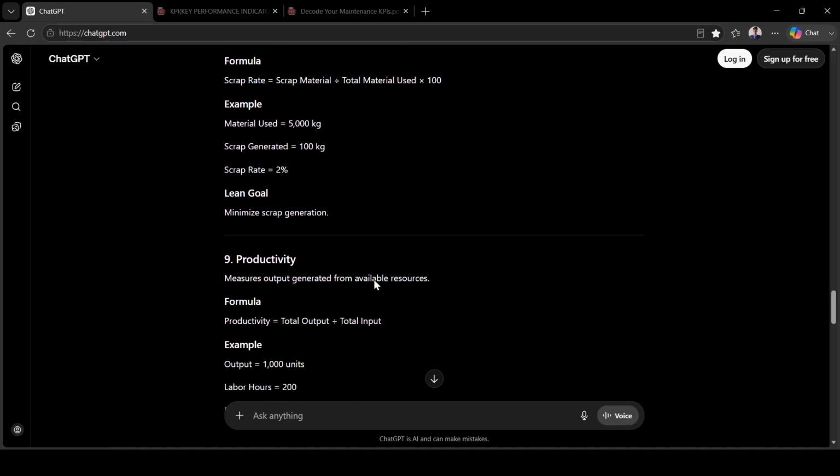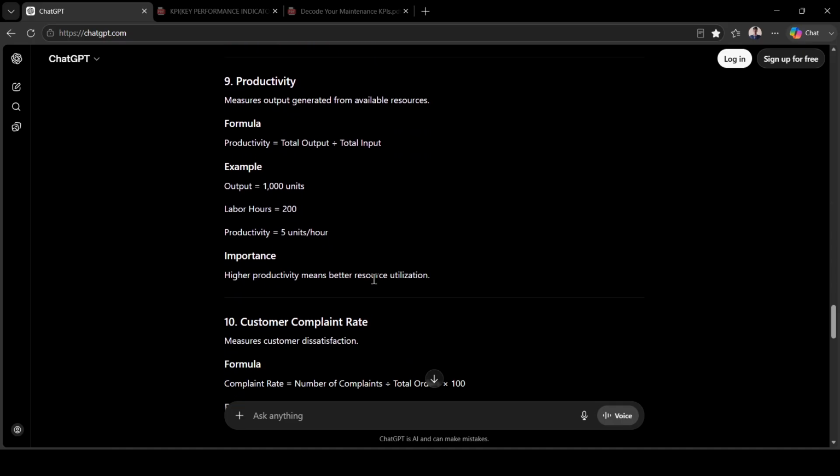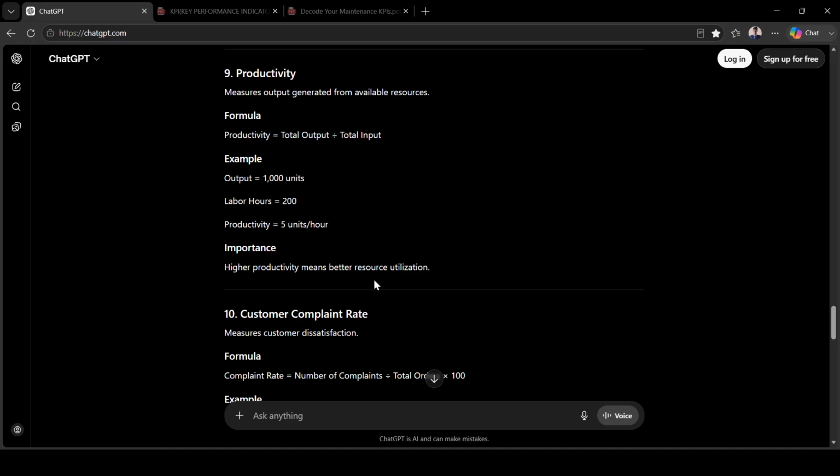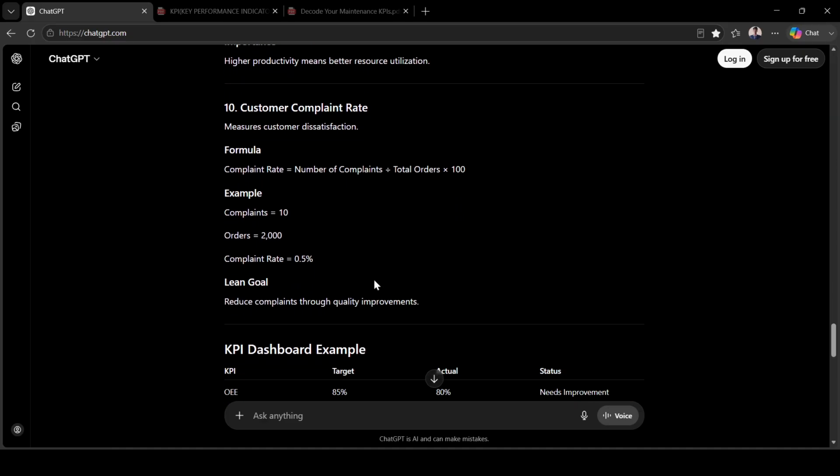Then another KPI is productivity. It measures output generated from available resources. Formula: productivity equals total output divided by total input. Example: output equals 1000 units, labor hours 200 hours, productivity 5 units per hour. Importance: higher productivity means better resource utilization.